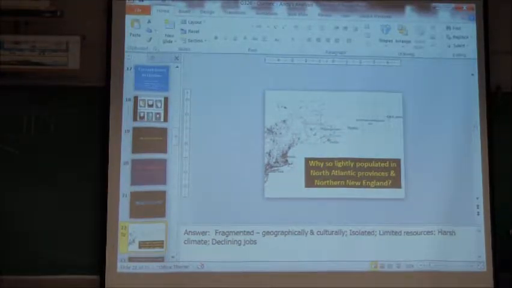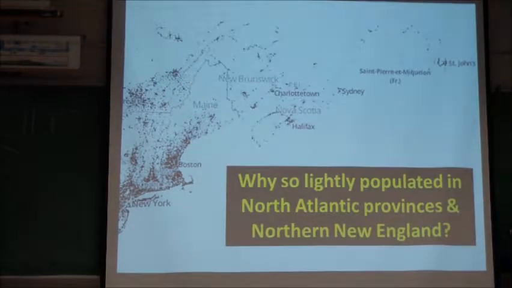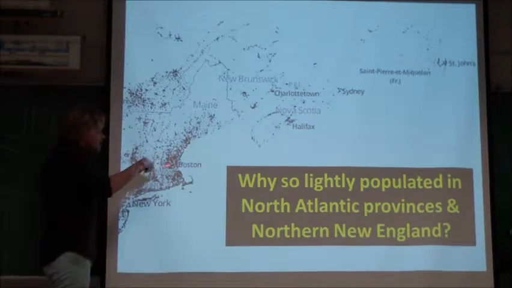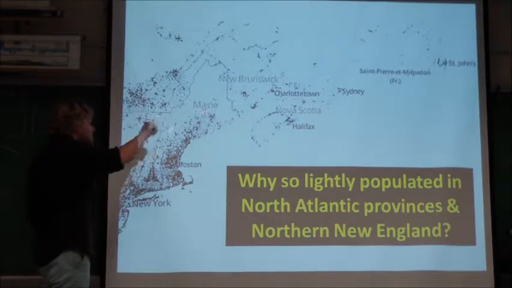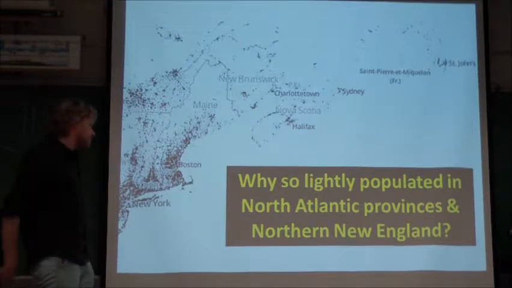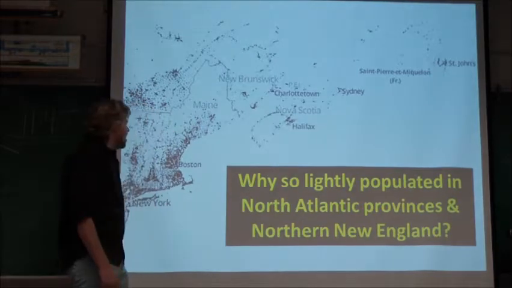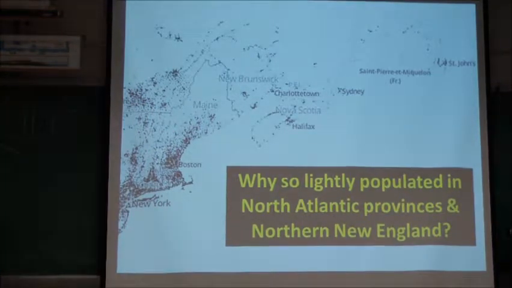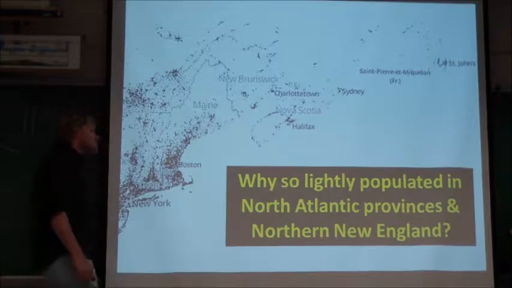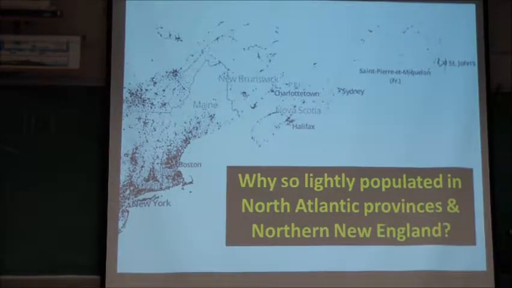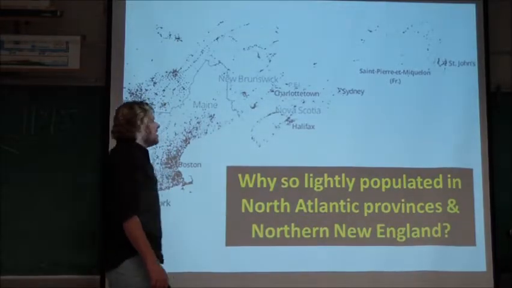Anything else I wanted to hit? Limited resources and declining jobs. Another key characteristic, more contemporary, is the decline of jobs. The area right through here is declining not so much, but much of the rural areas, I think you guys mentioned rural poverty. Rural poverty in New England is a big problem because those agricultural jobs are no longer there, so your best and brightest are moving away from these rural places. So those are key reasons why the northern part is lightly populated: limited resources, climate, lack of jobs, and so on.